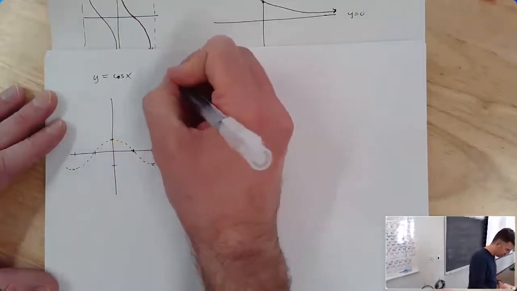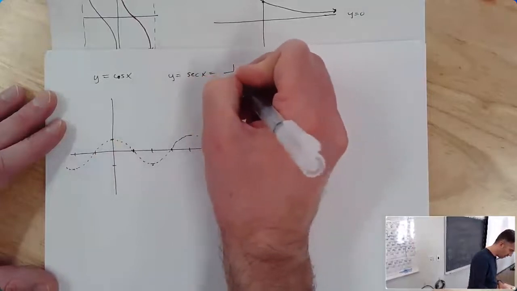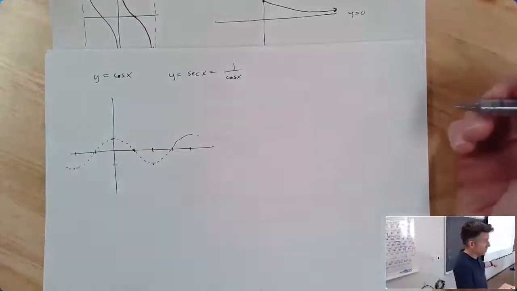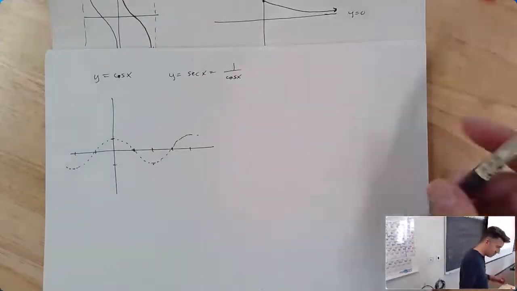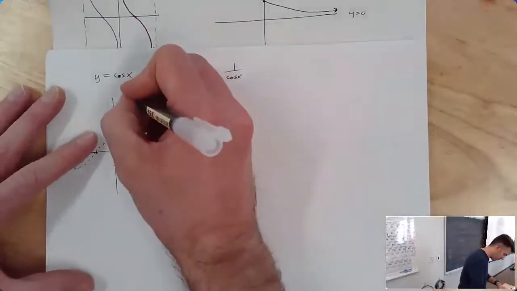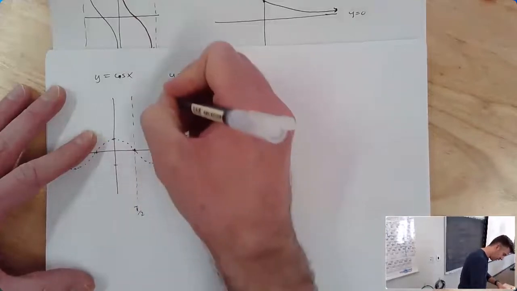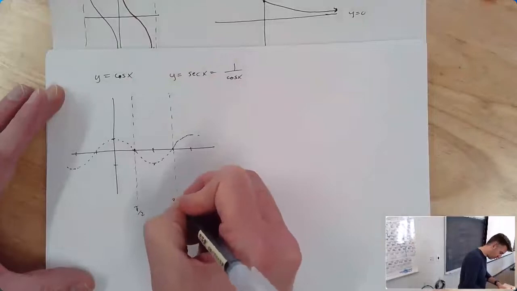And then if I'm graphing secant, which is just 1 over cosine, I'm using the zeros of cosine to know where my vertical asymptotes are going to be, because if cosine is 0, 1 over cosine is going to be undefined in a vertical asymptote sort of way. We get vertical asymptotes at pi over 2 and 3 pi over 2 and any odd multiple of pi over 2.